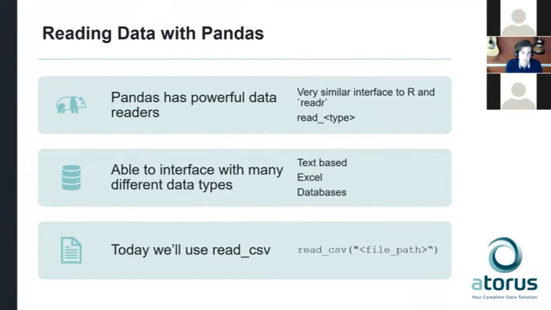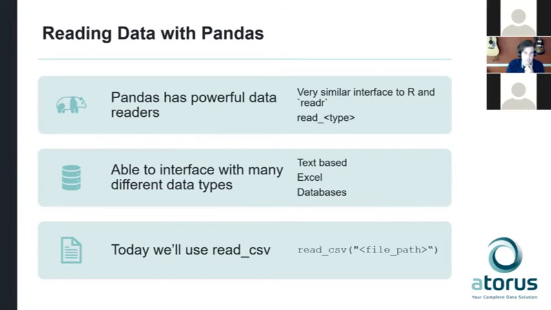And then to go on a little bit more, it can interface, as I said, with a lot of different data types. It can do text-based stuff. It can do Excel. It can connect to a database and actually read through a database connection. As I said, one of the crazier things, it can scrape a web page for you. They have a built-in one, but it can do a lot of different stuff.